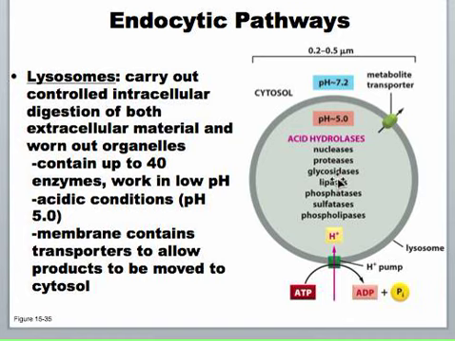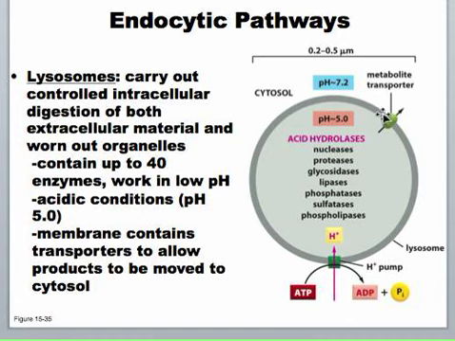Now, I also told you that this low pH is also a safety mechanism, because if this lysosome were to rupture, these enzymes are only going to work at a low pH. So if this lysosome ruptured and it released its enzymes into the cytosol, the pH is too neutral for them to function. So it's a really good safety mechanism, so that one ruptured lysosome is not going to kill a cell.